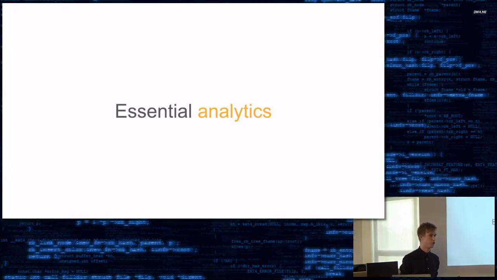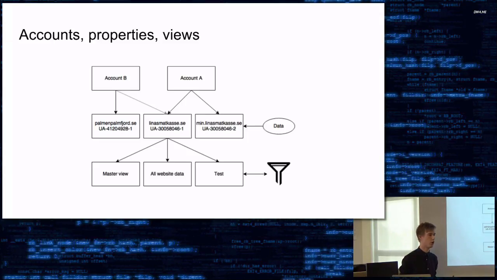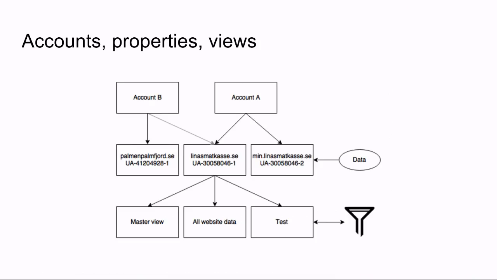So some essential analytics. Let's just jump right in, start with accounts, properties, and views. This is really simple, but sometimes people confuse them. So we have accounts, that's one level. Accounts own properties, which have a unique ID.